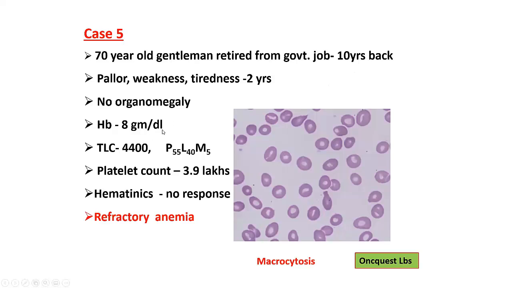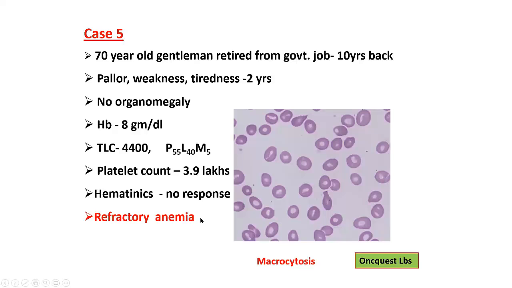Hemoglobin was gradually decreasing and now it was 8 grams. TLC normal, 4,000. Differential nearly normal, polymorphs 55. Platelets slightly on the higher side, 3.9 lakhs. And he was very, very intelligent, and he gave me the names of the drugs: hematinics, B12, folate, iron, everything he had been taking for the last 2 years, but no response.